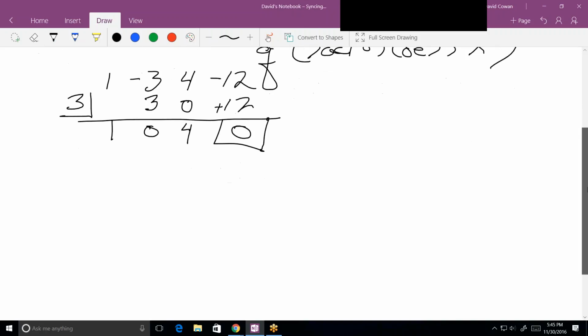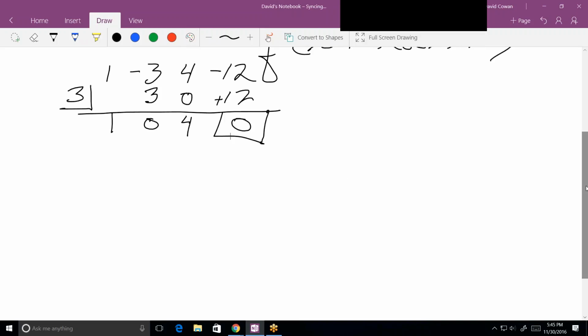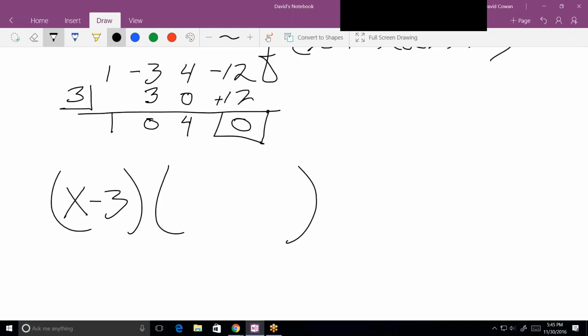Not only did we find the 0, but we found the remaining factor. In other words, this 3, the fact that it produced that 0, we've satisfied the remainder theorem. So I now know that one of my factors has to be x minus 3, and my other factor is this quadratic we got, x squared plus 0x plus 4. Remember, that's what we got when we did it by grouping.